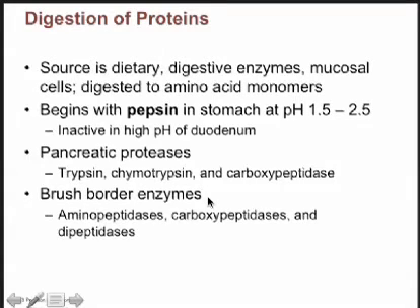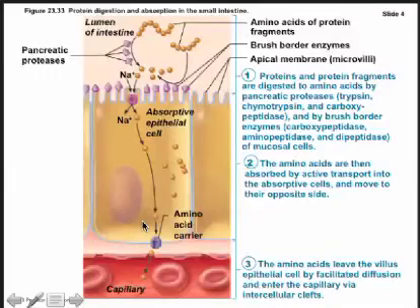Brush border enzymes are also present, and they help to further break down the oligopeptides that are produced by the combined action up to this point of pepsin, trypsin, chymotrypsin, and carboxypeptidase. These include aminopeptidases, carboxypeptidases, and dipeptidases, and their activity is primarily aimed at short stretches of amino acids with the idea that we break them down into individual amino acids for transport into the bloodstream across the wall of the small intestine. And so what you're looking at here is just a diagram showing you these brush border enzymes and how they do their tricks.